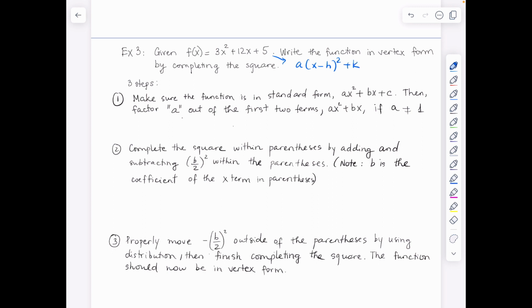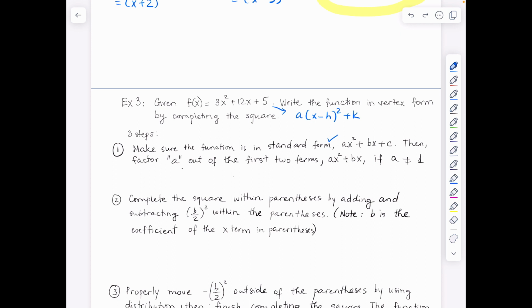3 steps. Step 1, make sure the function is in standard form, and it is. Then factor a out of the first two terms. The first two terms are ax squared plus bx. And only do that if a is different from 1. So now we are going to factor a out of the first two terms.